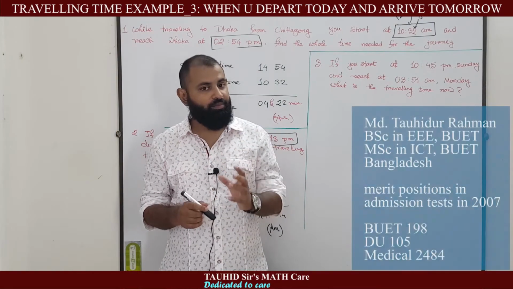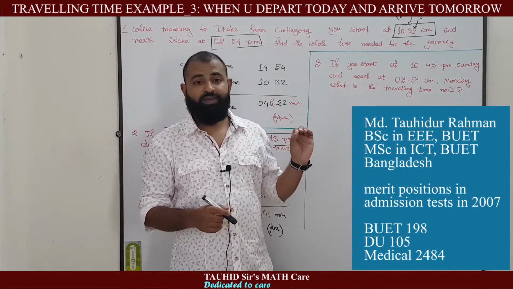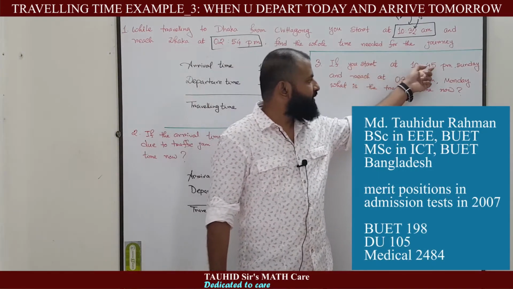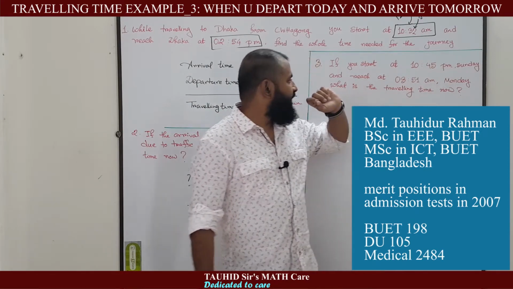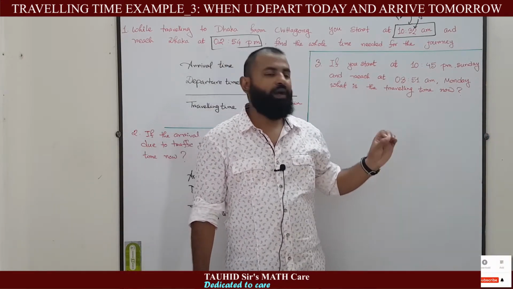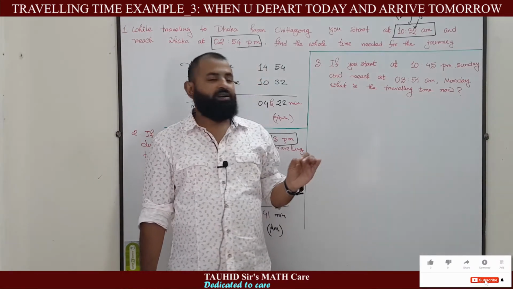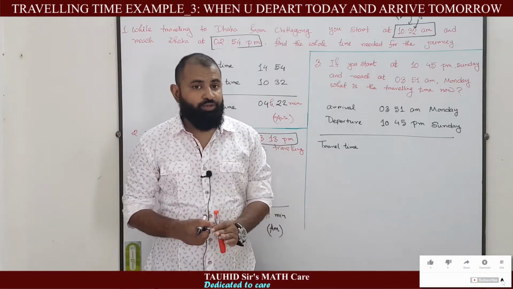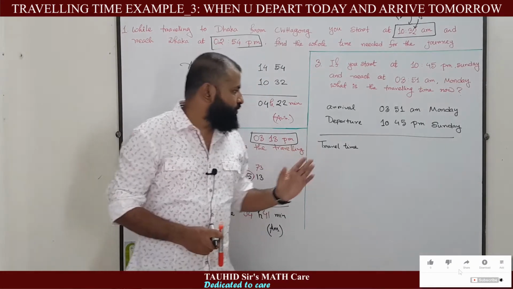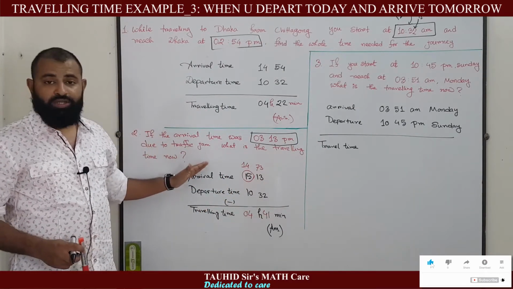Now see the same type of math but a different case. If you start at 10:45 p.m. Sunday and reach at 3:51 a.m. Monday, what is the traveling time now? We will use the same technique as we used before for question number 1 and question number 2.